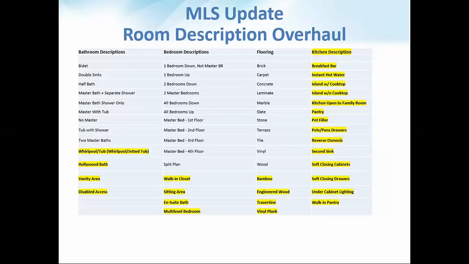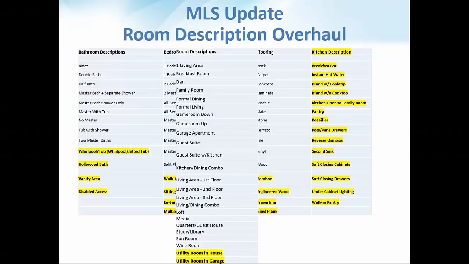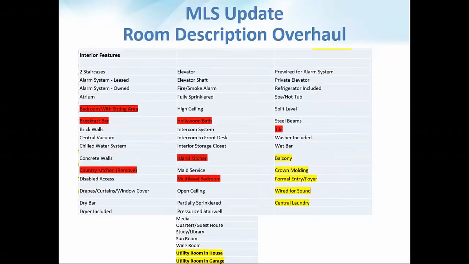Kitchen description is a new field with a whole new set of values: breakfast bar, instant hot water, island with cooktop, without cooktop, kitchen open to family room, pantry, pot filler, pot pan drawers, reverse osmosis, second sink, soft closing cabinets, soft closing drawers, under cabinet lighting, and walk-in pantry. And finally, room descriptions will have the utility room and house and utility room and garage added to it as well. In interior features, we'll see values both added and removed.